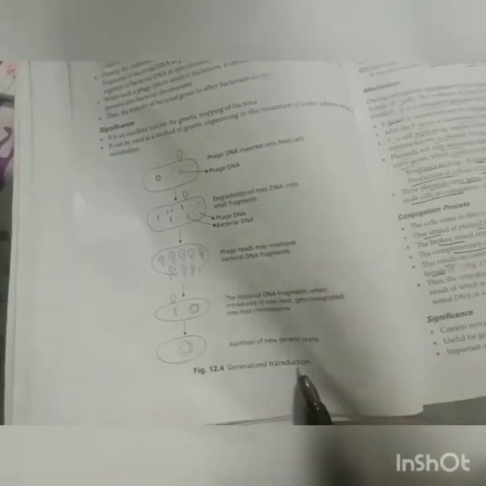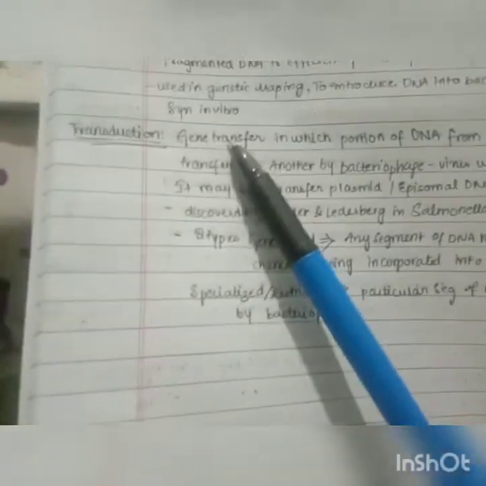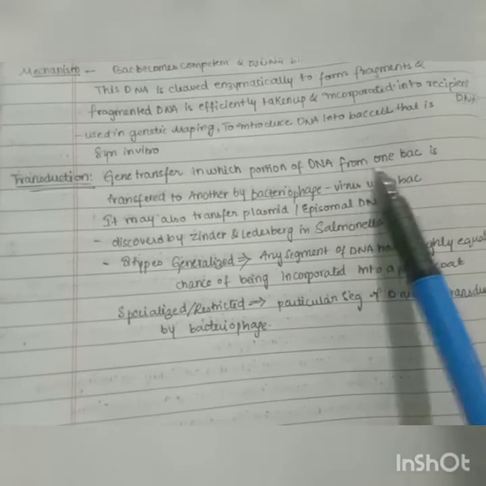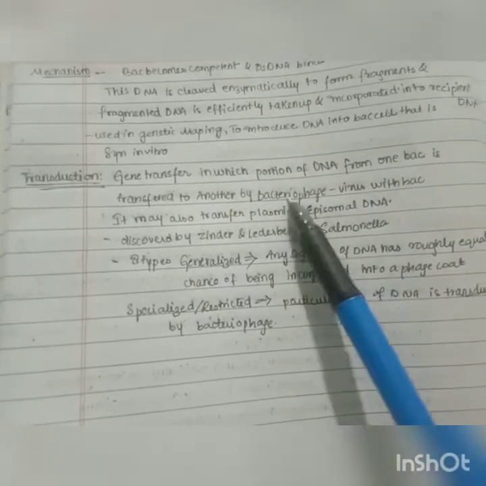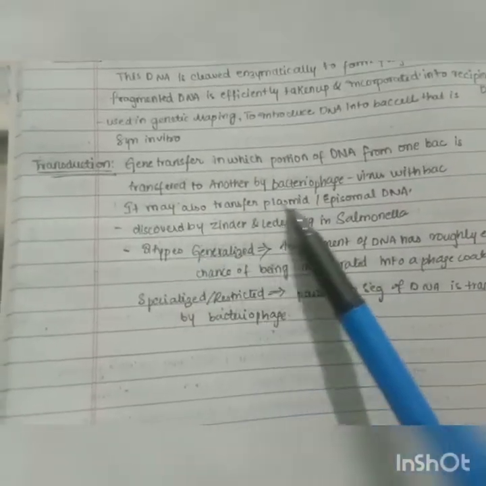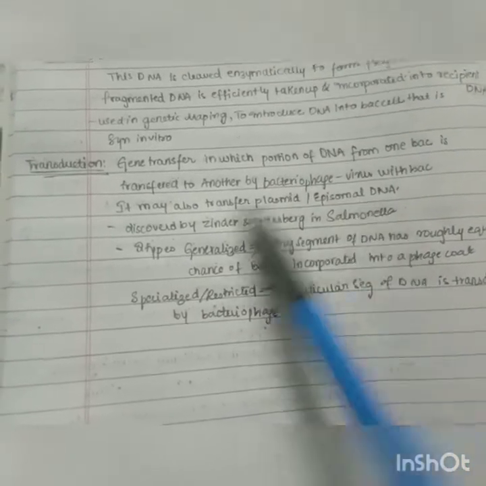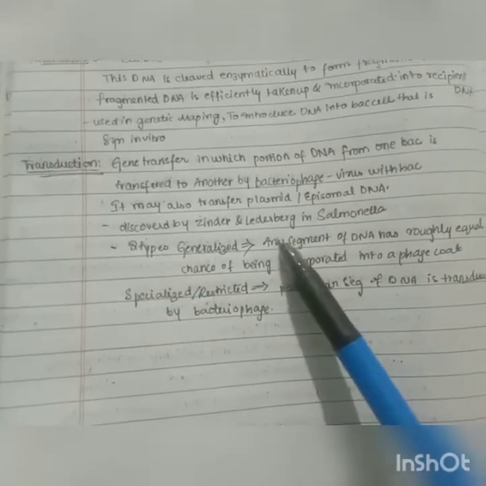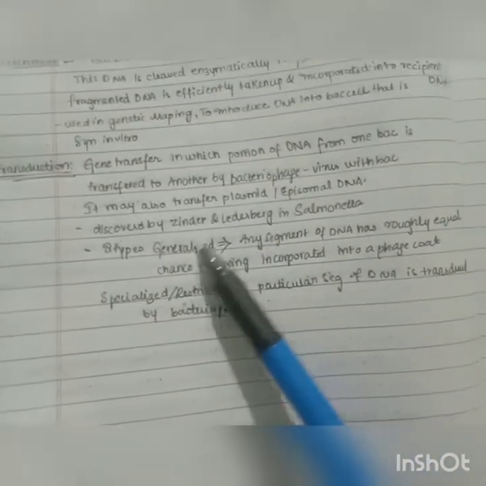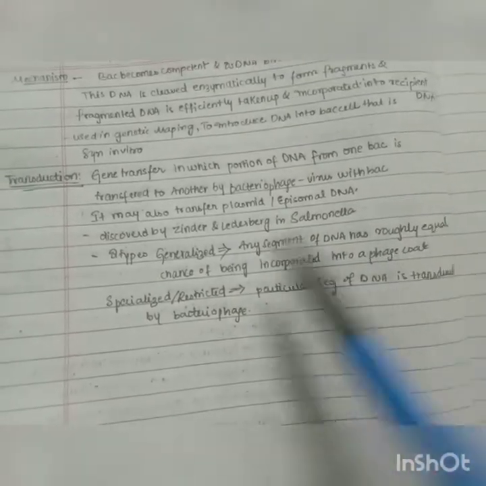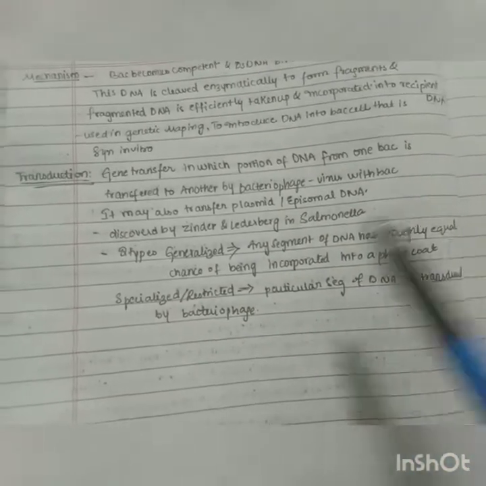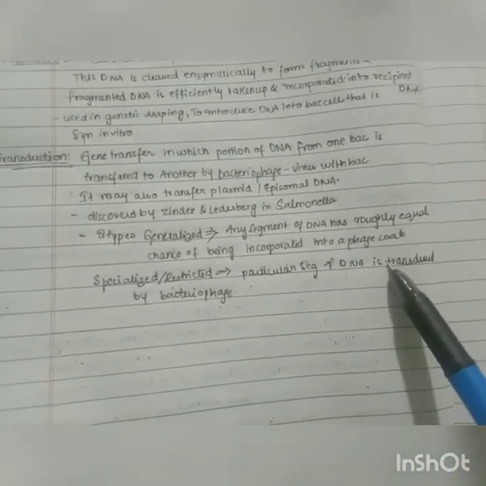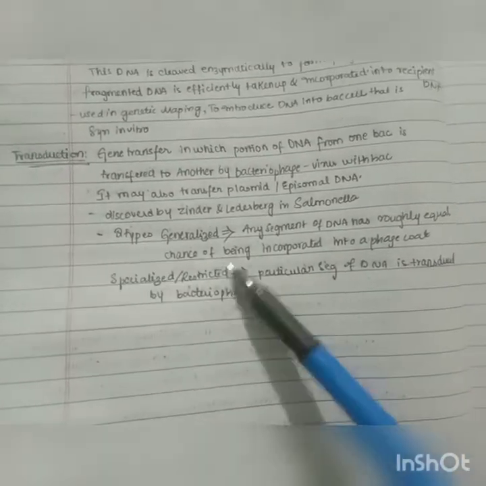Actually transduction has two types. Here we can see the gene transfer, in which a portion of DNA from one bacteria is transferred to another by the bacteriophage virus. It may also transfer the plasmid or the episomal DNA. Discovered by Zinder and Lederberg in Salmonella. There are two types, generalized and restricted or specialized. In generalized, any segment of the DNA has roughly equal chance of being incorporated into the phage coat, and in specialized, only a particular segment of DNA is transduced by the bacteriophage.